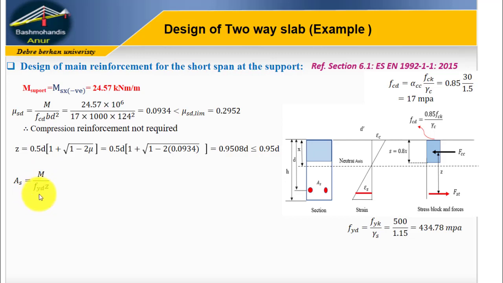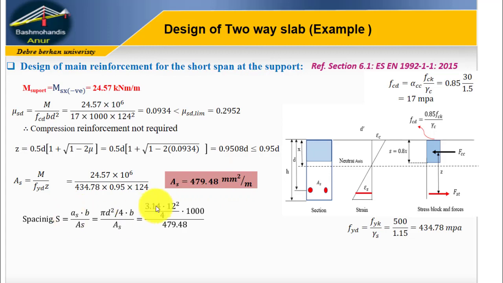Okay, finally the formula for area of steel equals moment divided by fyd, which means the design strength of steel, times the parameter z. Already we have calculated z, we have calculated fyd, and we have the value of M. Therefore, substituting these values, area of steel equals 479.48 mm square per meter.